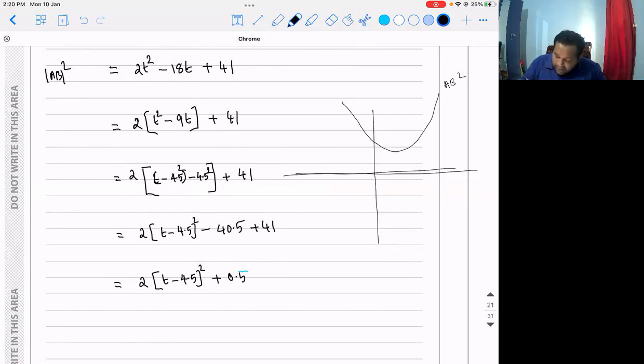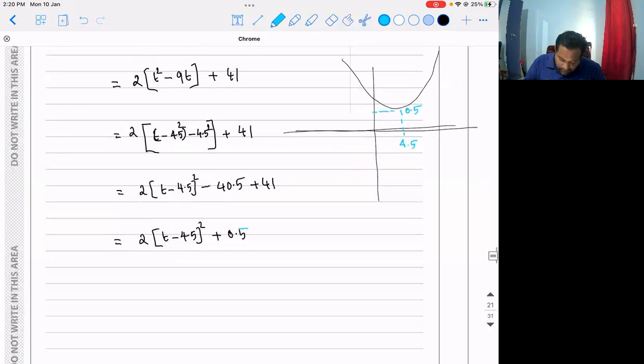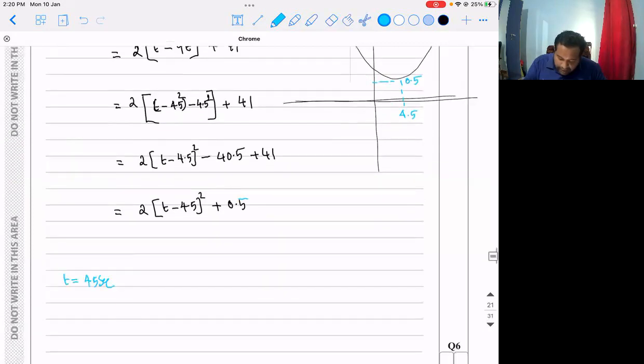And it reaches a minimum value at t equal to 4.5 seconds. And that value is what? That value is 0.5. So we got an idea that at t equal to 4.5 seconds, AB square value is taking a minimum of 0.5.